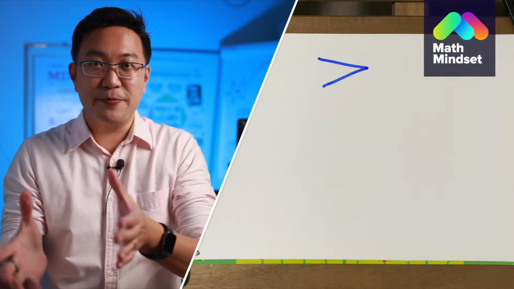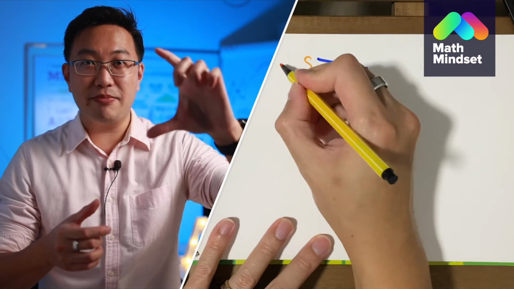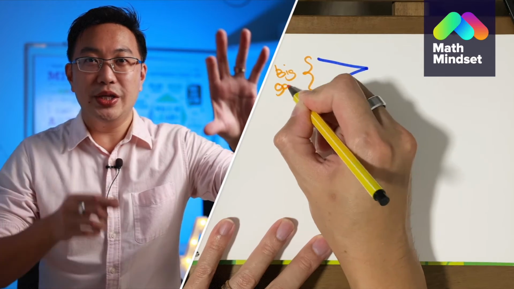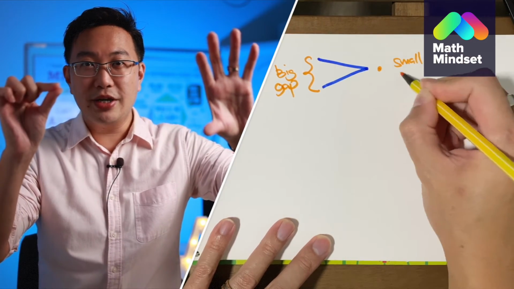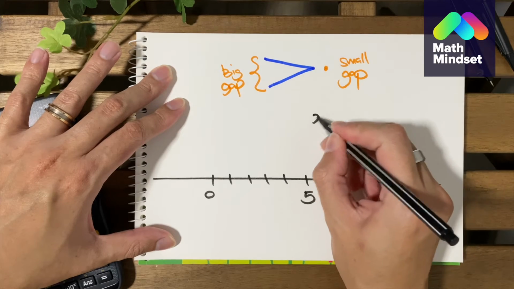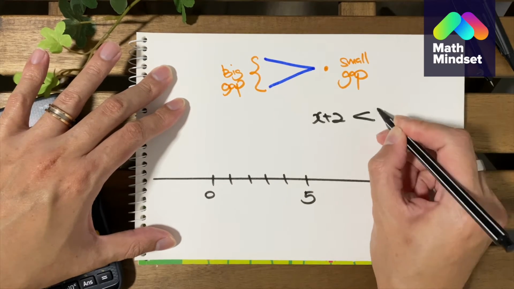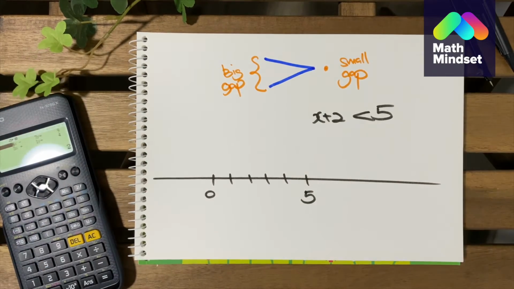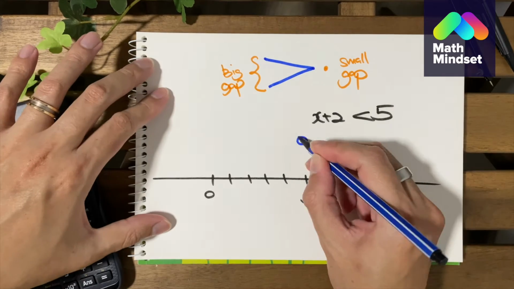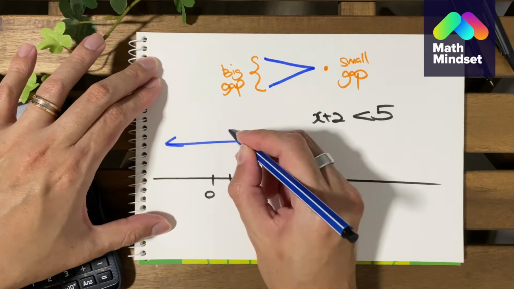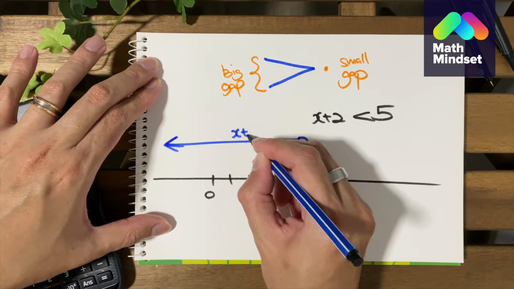So how do we recognize which part is going to be bigger or smaller? If we look at this sign, whichever side has the bigger gap contains the bigger value. The other side that has a smaller gap will have a smaller value. If we have x plus 2 is less than 5, we can express this on a number line. So we locate number 5 and everywhere to the left of number 5 would be where x plus 2 exists.